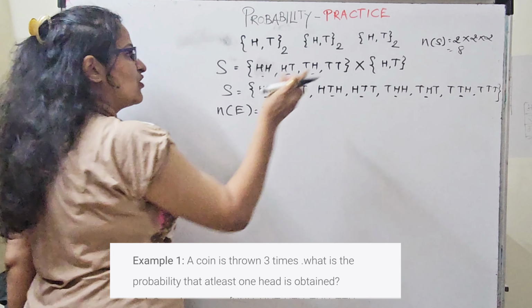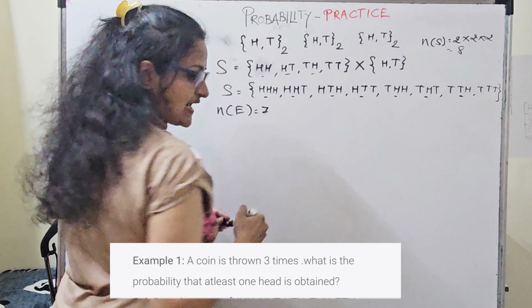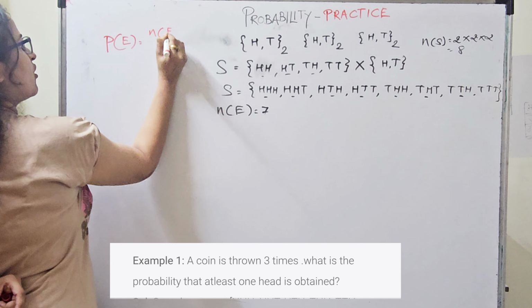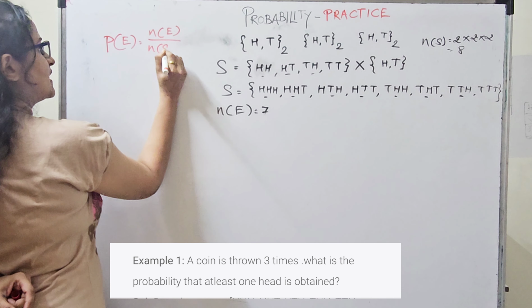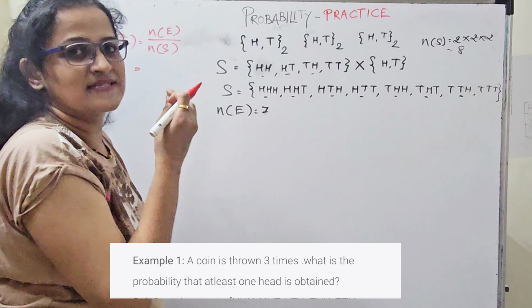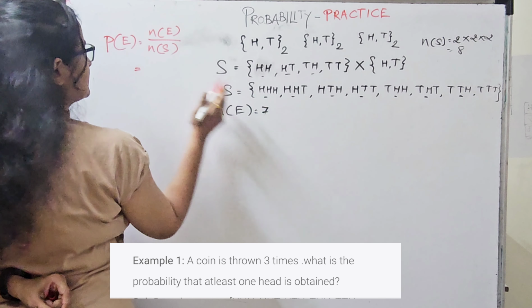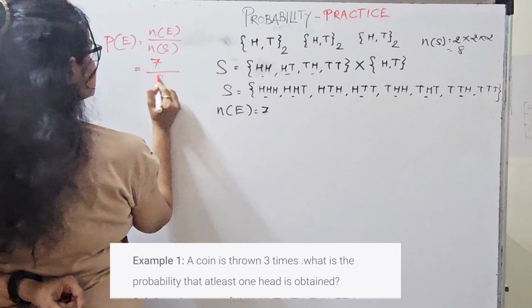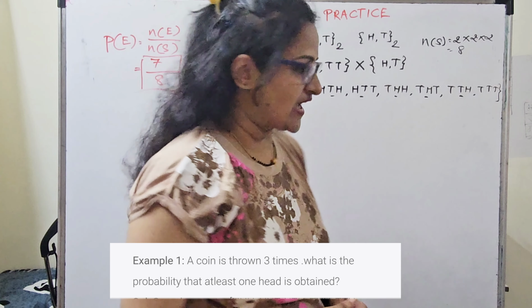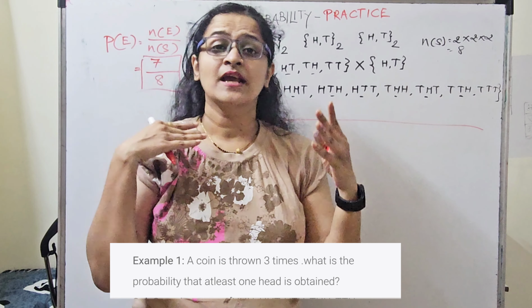And when you have n of E and n of S, probability becomes very easy. You have already seen the formula: probability of an event is equal to the number of favorable outcomes divided by total outcomes. The basics and the logic behind these were already covered in the previous video, part 1. So what is n of E? 7, the favorable outcomes, and the total outcomes are 8. So this is the answer for your question. Now the other way is also very interesting. In that way you don't have to find the sample space at all.